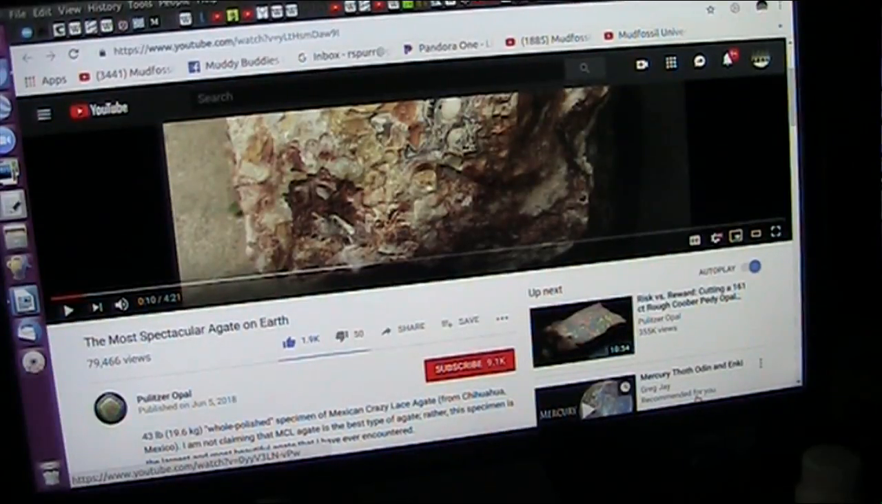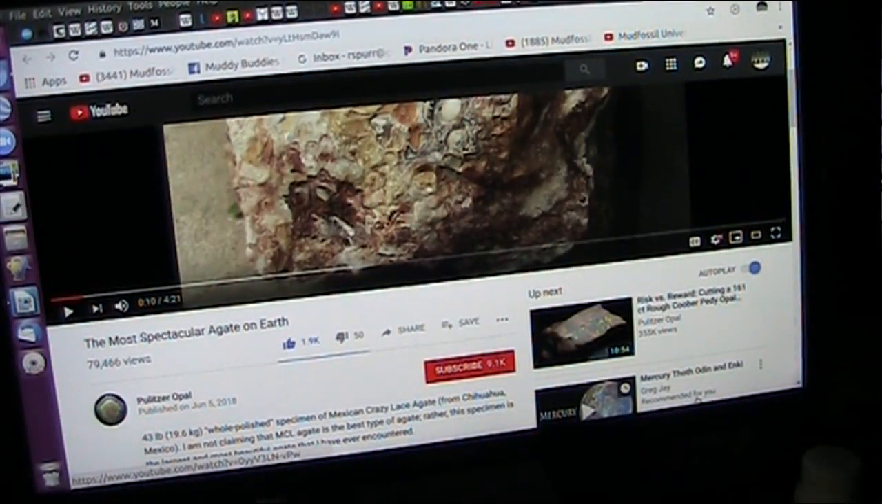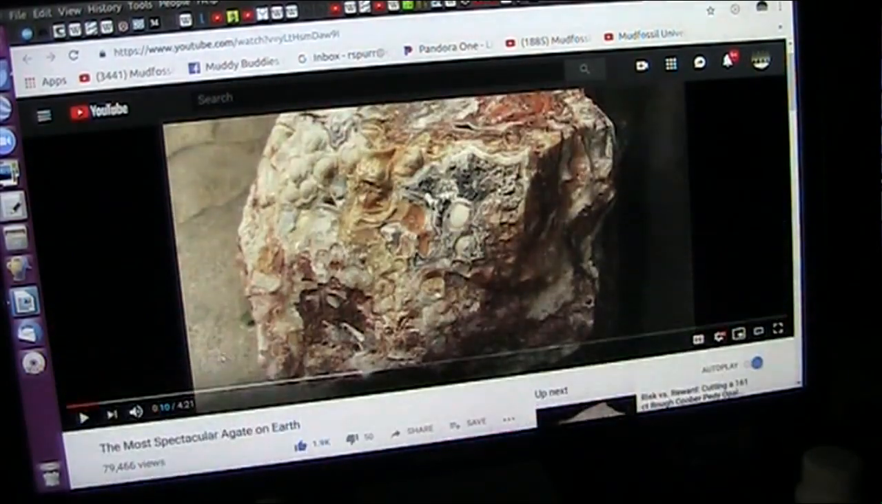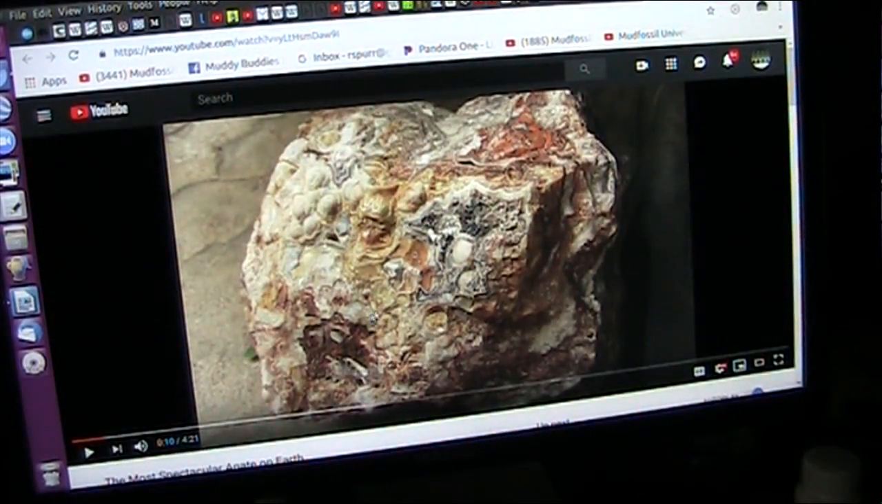Again, Mudfossil University today, trying to have people understand the difference between opals and agates. Now, this is called the most spectacular agate on earth. It's by Pulitzer Opal, and this guy went out and acquired this 43-pound or kilogram, I'm not sure, agate that he's calling an agate. Now, I know what this is.